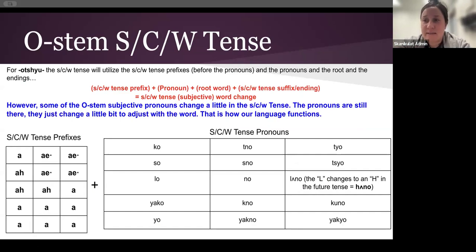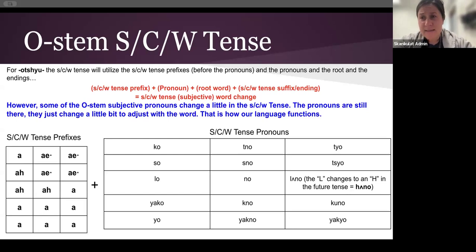Sometimes in the tenses, like the past, future, should, could, or would, the pronouns are going to make some changes, specifically things that start with an L or things that start with a Y. In the O stem, the only instance that that occurs is in Lano. Again, it's the three or more males. The L changes to an H in that specific spot only, and it becomes Hano.